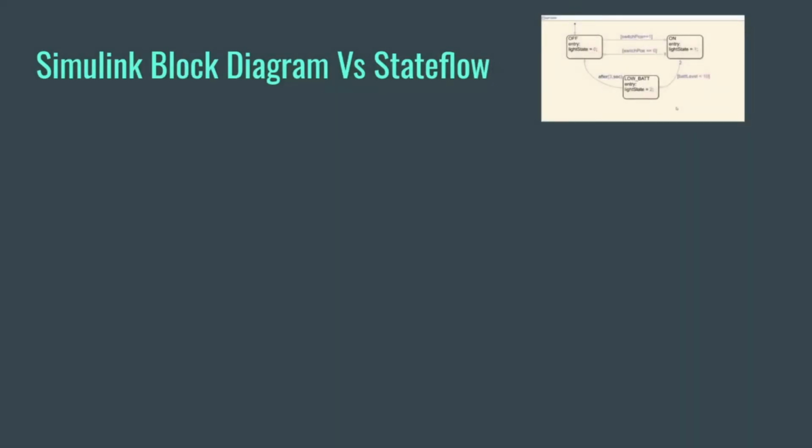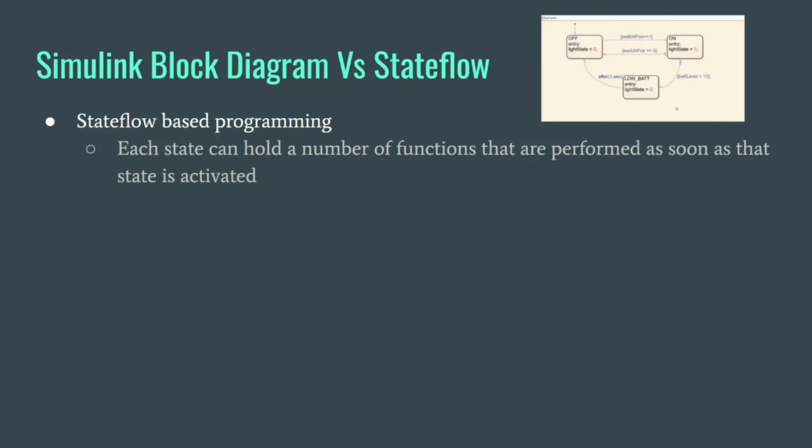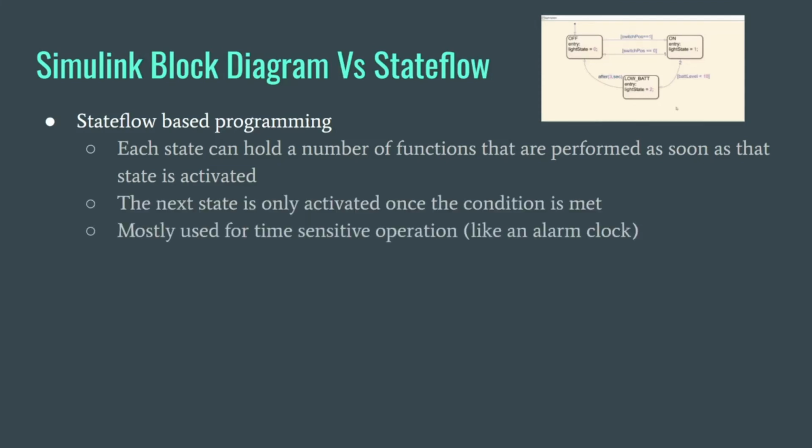That's where stateflow comes in. So stateflow programming, as you can see at the top right, is similar, but each state can hold several functions, not just one. They're still connected with arrows, but the arrows are only activated once the condition on that arrow is met, like an if statement. So it's mostly used for time-sensitive operation, like say an alarm clock.